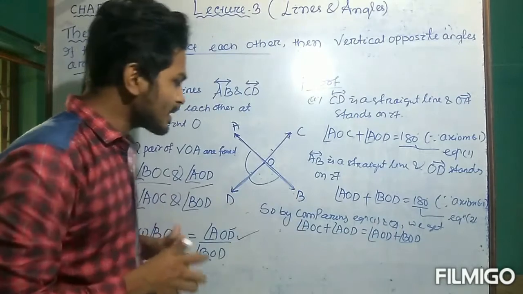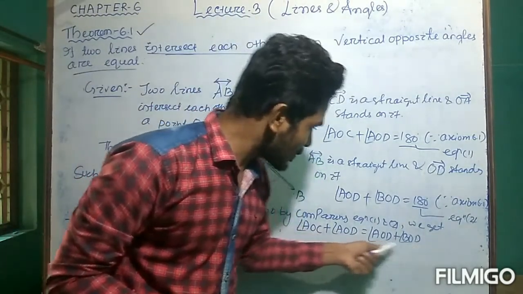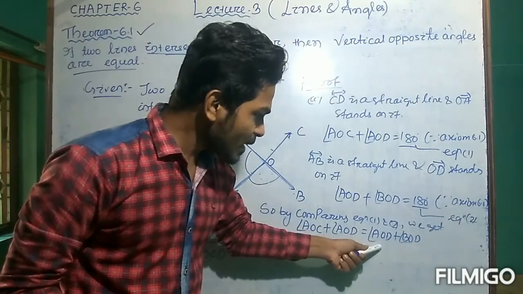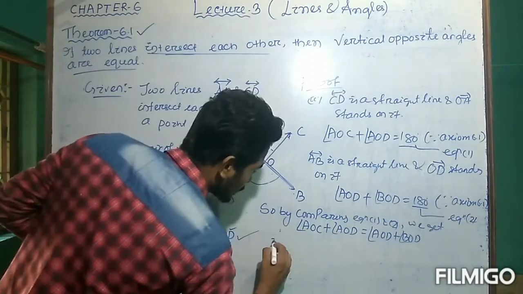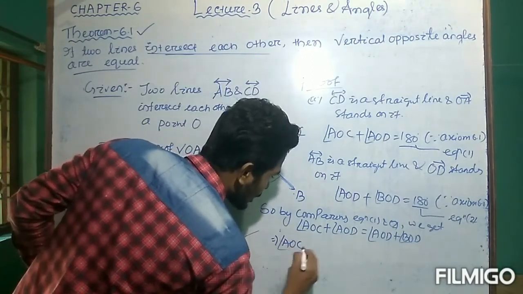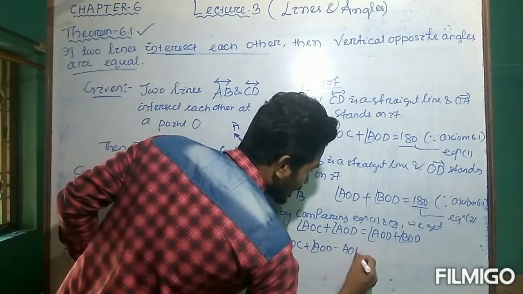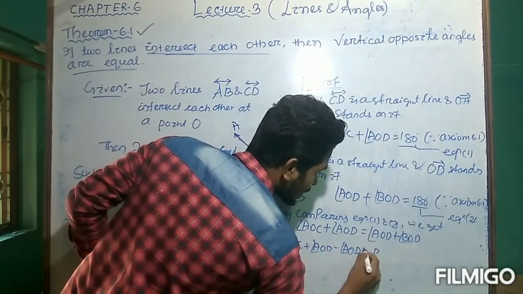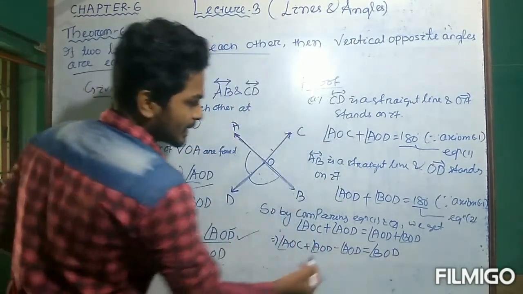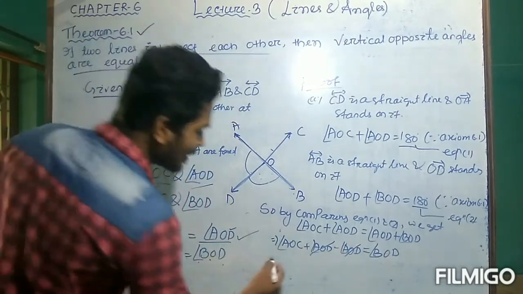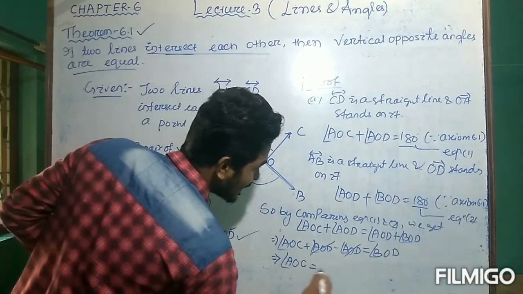Now what can we do next? See, in the LHS you have an angle AOD and in the RHS you have an angle AOD. So this AOD should be taken to the left hand side so that these two can be easily cancelled out. So AOC plus AOD minus AOD is equal to BOD, right? Next AOD can be cancelled out. So finally what you find? We find AOC is equal to BOD.